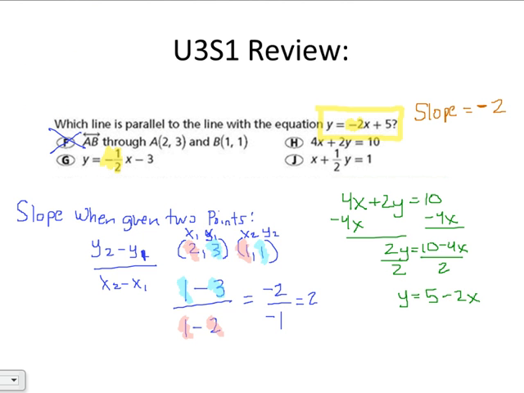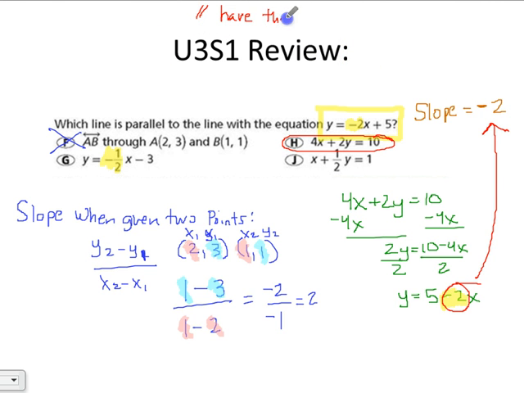So what would be the slope of this line? What number is being multiplied by x? Negative 2. There's a negative in front of that, so it's negative 2. Oh, look, that's the same slope as the original line, so that's going to be our answer. Our answer would be choice H, this equation right here, because we determined that negative 2 was the slope, which is the same as the original equation slope.